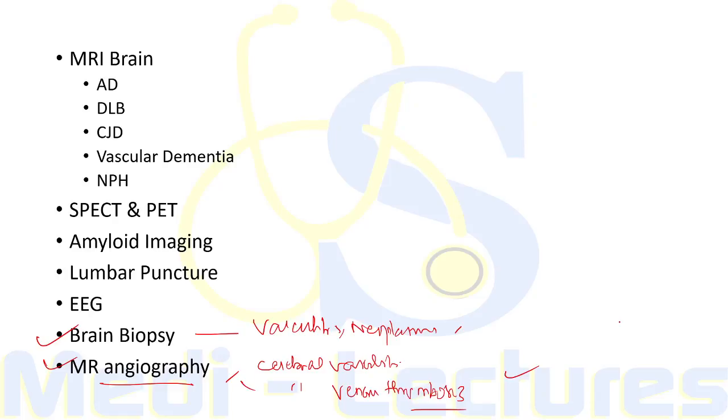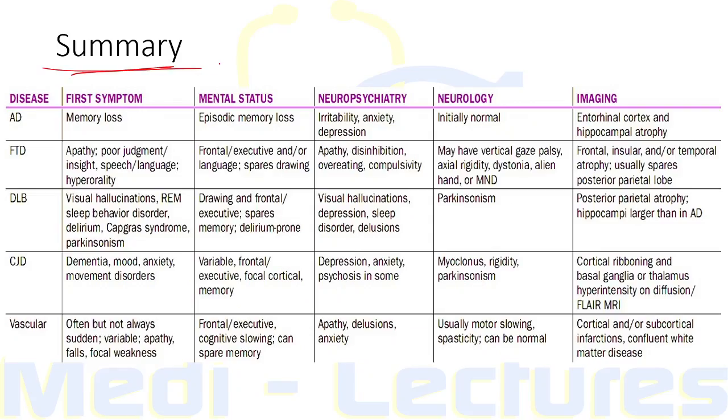So this was all for laboratory investigation. So reading the summary is your homework. Just see this table, and it is a very important table. You can memorize each and every dementia by revising this table again and again.